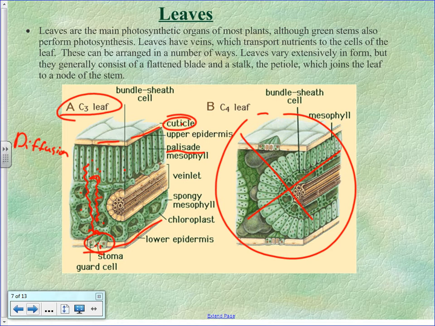All right, leaves consist of essentially, if we're looking at the leaf, so here's the leaf, and I don't draw leaves very well. That's a leaf. Here's the blade. This is the stalk. And where the leaf comes off of the branch is the petiole.